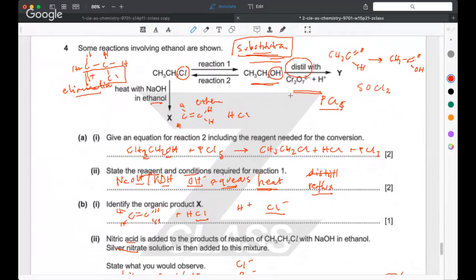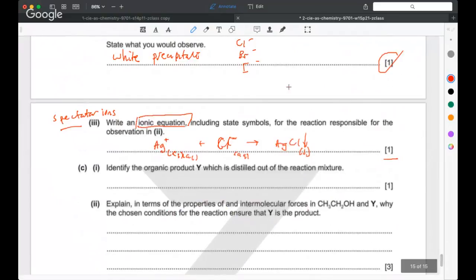And if you remember, we said that you distill something when you want to remove the product as soon as it's formed. And that's the case here, isn't it? We want to remove the ethanal as soon as it's formed, because if we leave it in the mixture with potassium dichromate, it's going to be further oxidized to ethanoic acid. So what's the organic product that's distilled out? Well, it's the first thing that gets oxidized. It is ethanal, an aldehyde. It is distilled out of the reaction mixture as soon as it's formed.